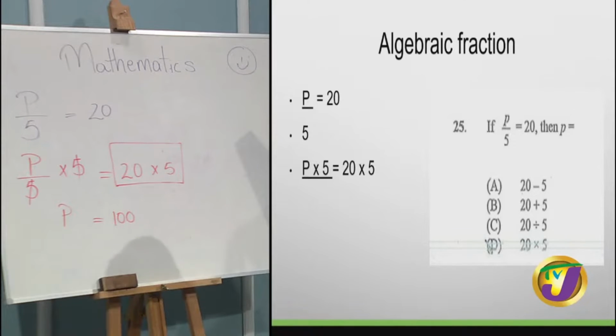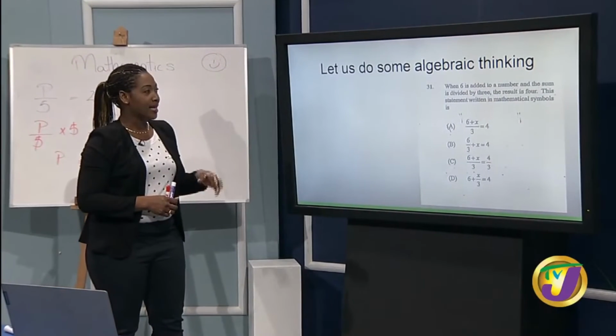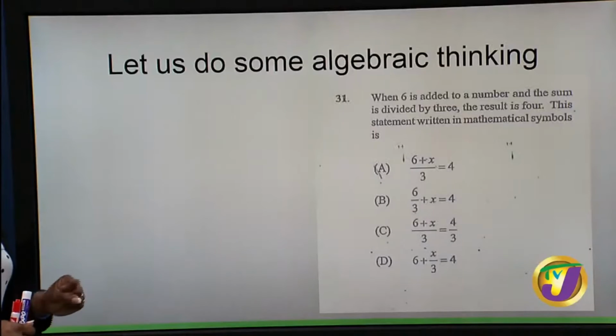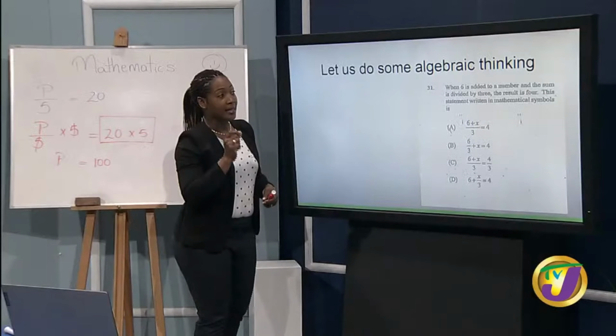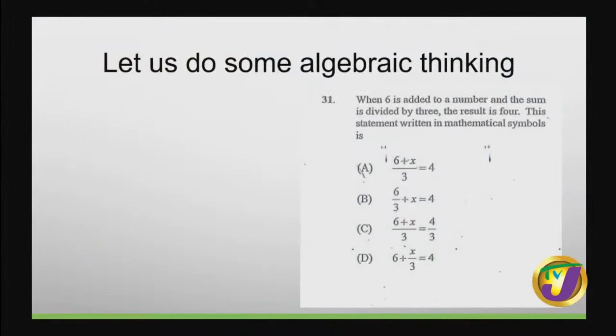So we're going to do a little algebraic thinking here, guys. So let's read this together. When 6 is added to a number and the sum is divided by 3, the result is 4. This statement, written in mathematical symbols, is. So let's just walk through what is being done here. It says when 6 is added to a number. So we have 6 and you add it to a number. Did they tell you the number? No. So guess what? You can use any variable to express that number.